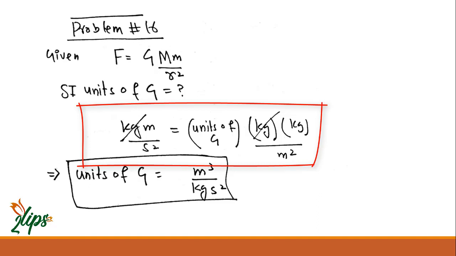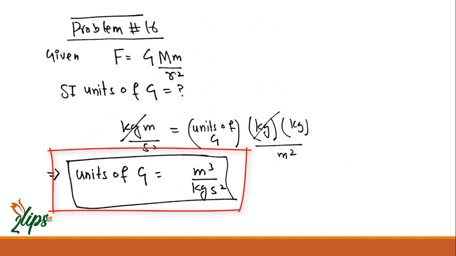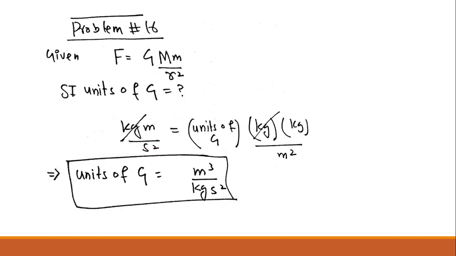After cancellation, kg will cancel out. On the left side I will have meter per second squared, and on the right side I will have units of G into kg by m squared. Shifting the variables from the right hand side to the left, I get units of G equal to meter cube divided by kilogram second squared. So these are the units of this constant G.